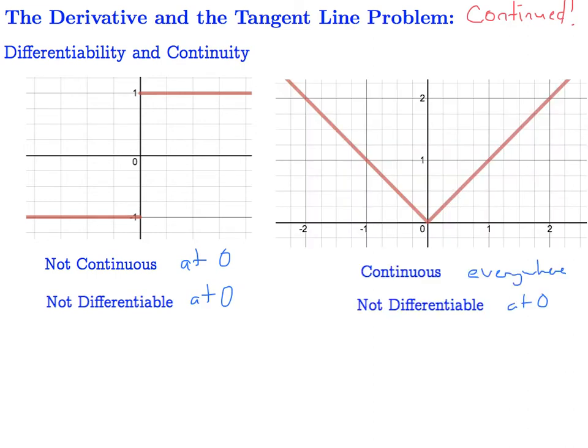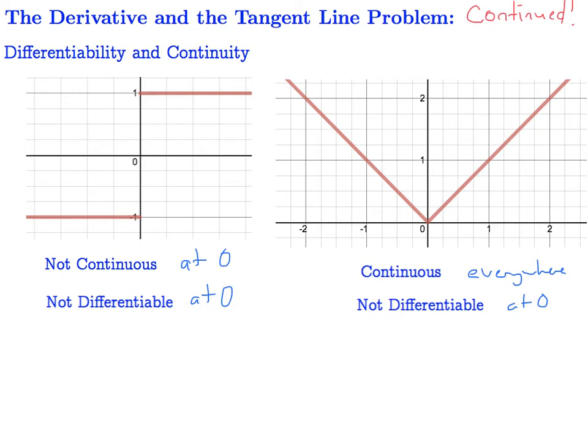Now we also looked at the function the absolute value of x, and in this case at 0, it is continuous. That is, we can draw this graph by sloping along here and then just changing directions, but we never have to pick up our pencil or pen, so it's continuous everywhere, but it's not differentiable at 0.